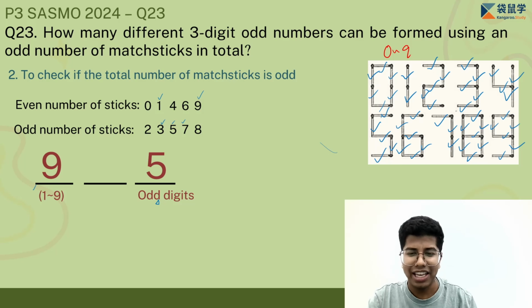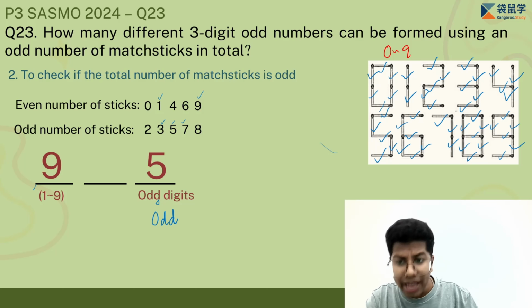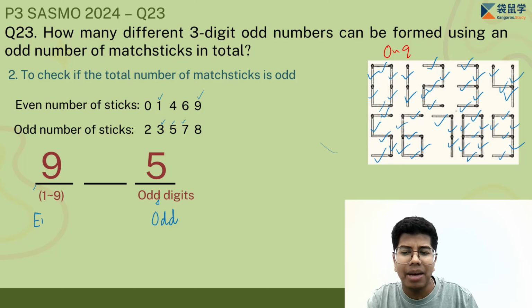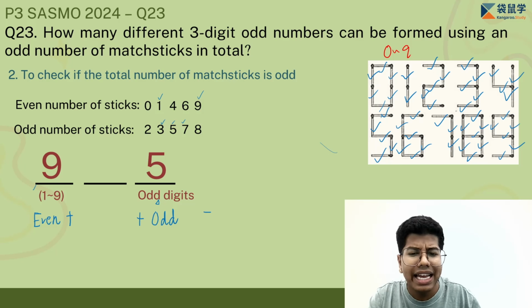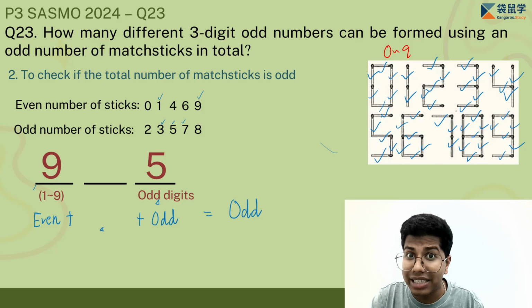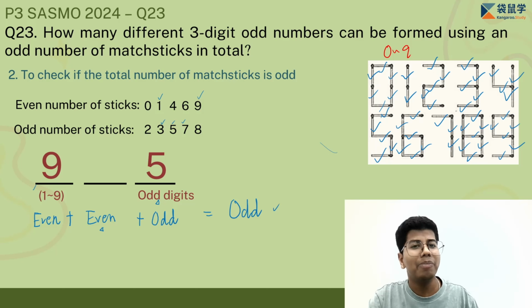So let's just check. Here let's say the last digit is an odd number of matchsticks. The number is odd. And let's say the first number is even. So how can I ensure that the sum of this is an odd number of matchsticks? How can I be assured? Yes, we can only be assured if the last place is an even number of matchsticks. If this is an even number of matchsticks, then I can assure it's an odd number of matchsticks.